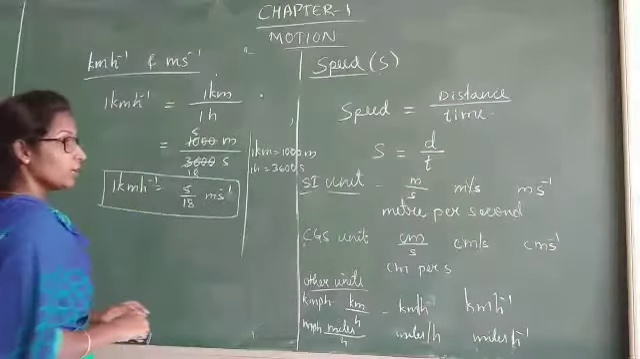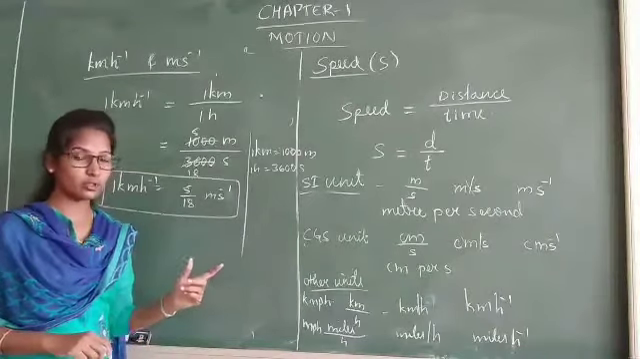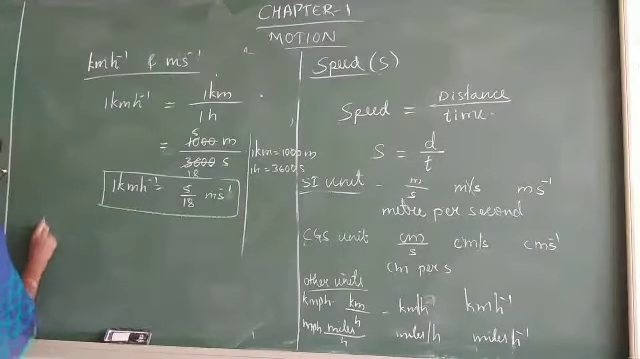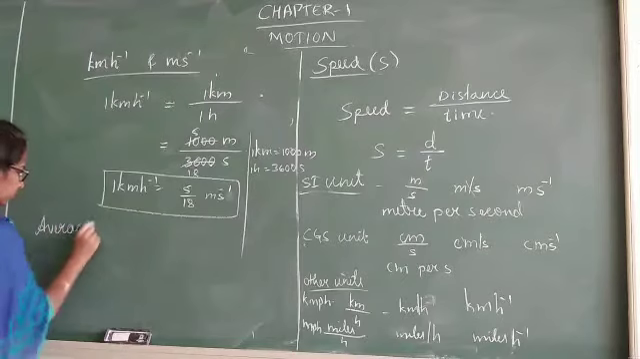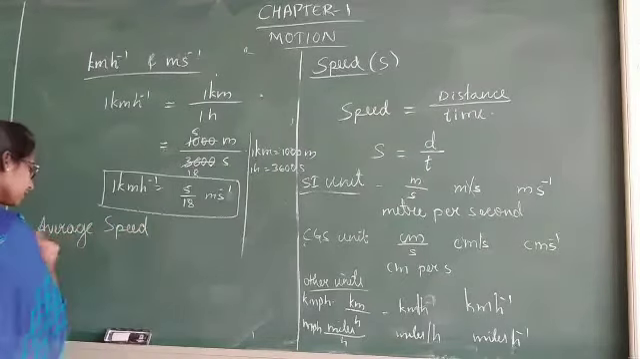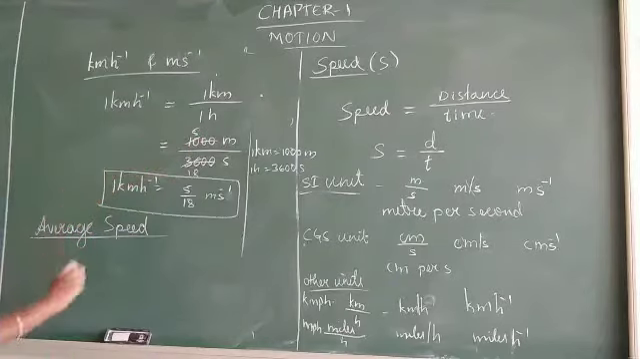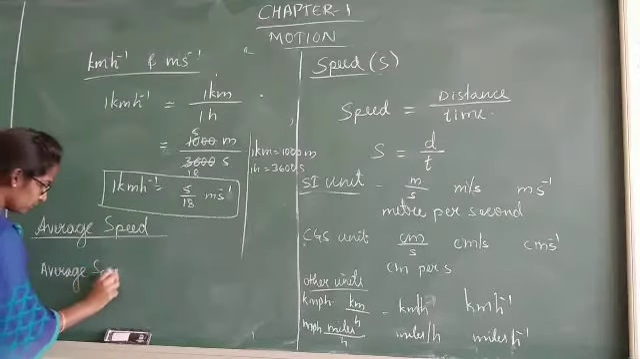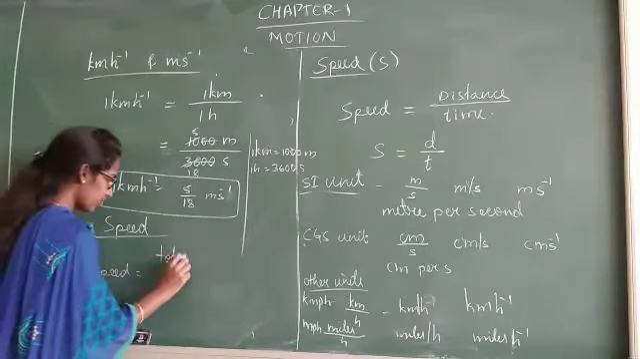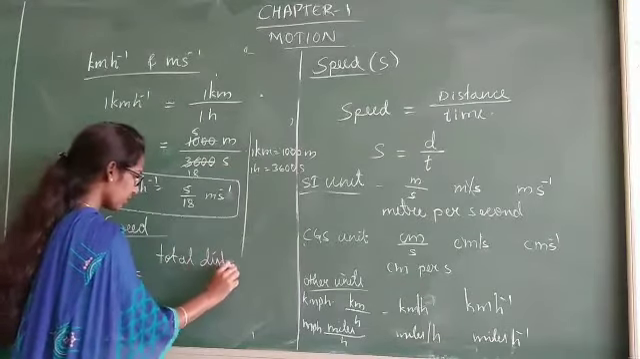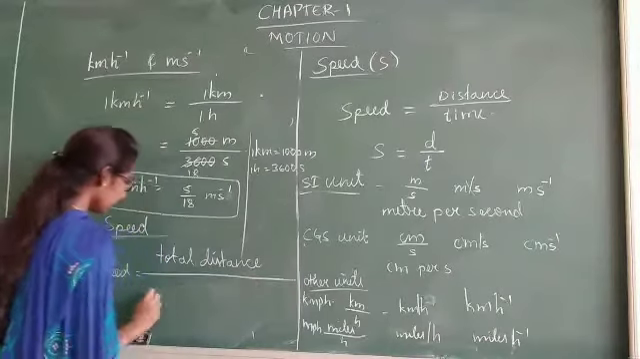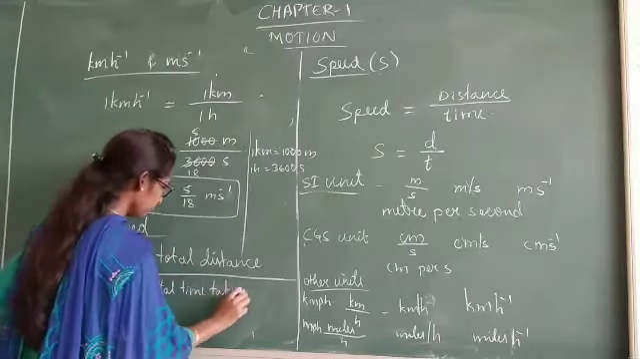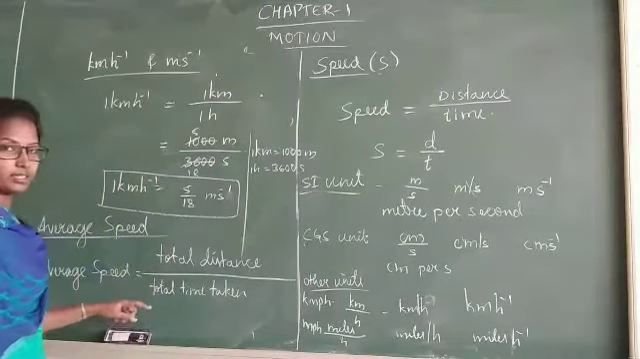Next, suppose a body is moving with non-uniform motion. I told you the speed will not remain the same. It will be moving with a different speed. In such a case, we will find the average speed. What does average speed mean? Average speed is also a ratio. Average speed is the ratio of the total distance traveled by a body to the total time taken to cover the total distance. That is how we can write it.